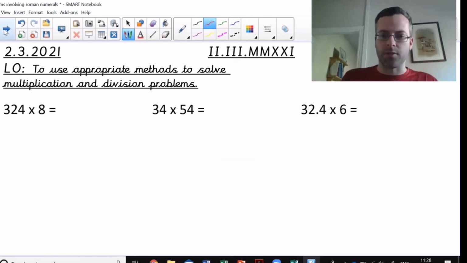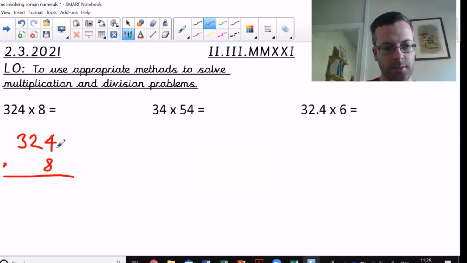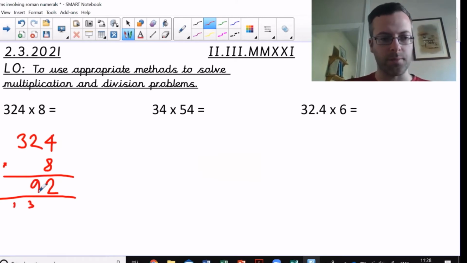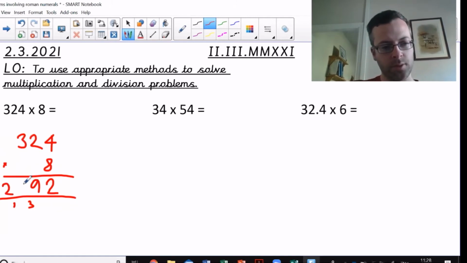These ones, I would say we do need formal written methods. So if we've got something like 324 times 8, I'm going to times each part of this number by 8. So 8 times 4 gets me 32 ones. Sorry, it would help if I talk properly. 8 times 2 tens is 16 tens, plus those 3, so that's 19 tens. I know we've done a lot of these in the arithmetic test we've done. And then 8 times those 3 hundreds would be 24 hundreds, plus that one, 25 hundreds. So 2,592.